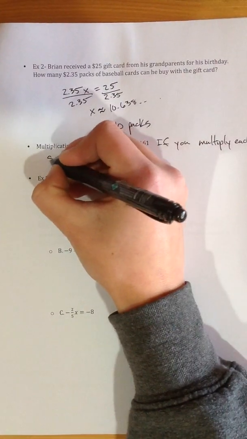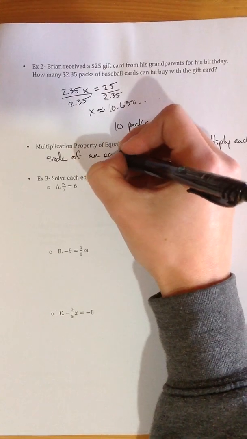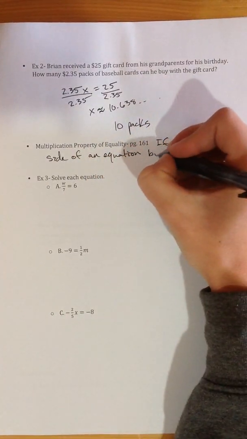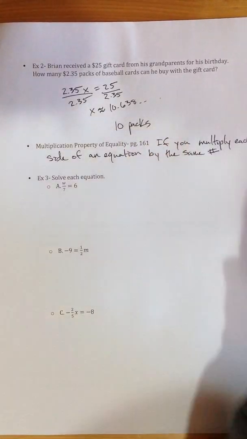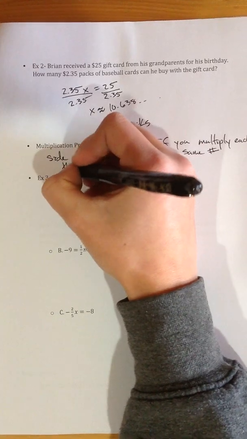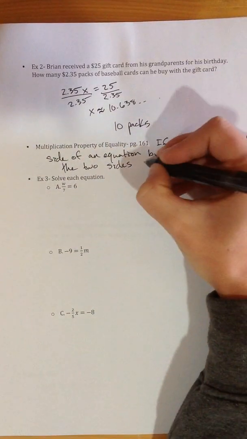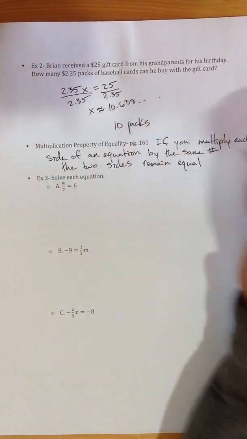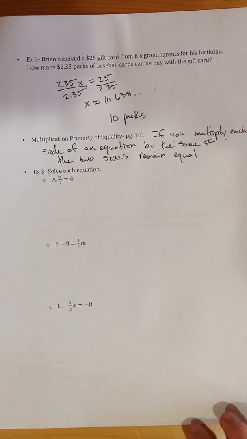each side of an equation by the same number, the 2 sides remain equal, which is exactly the same as what we had before, just now with multiply.